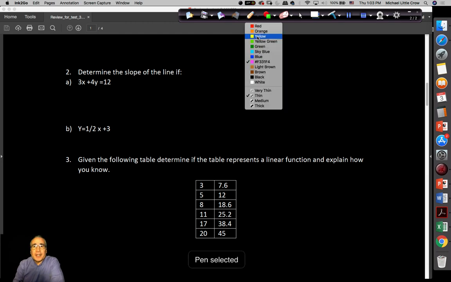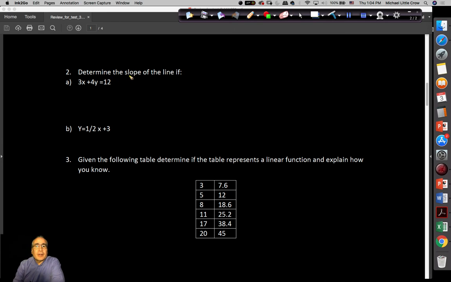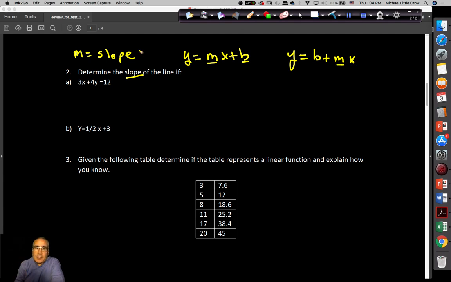So let's go ahead and do this. Determine the slope of the line. Now, one way to do this is if we get it into slope-intercept form, which is y equals mx plus b, so a number in front of the x and a number by itself. This m is going to be the slope, simply put. Now we can also have it y equals b plus mx, and again the m, the number in front of the x, is also the slope. So we could do it either way.